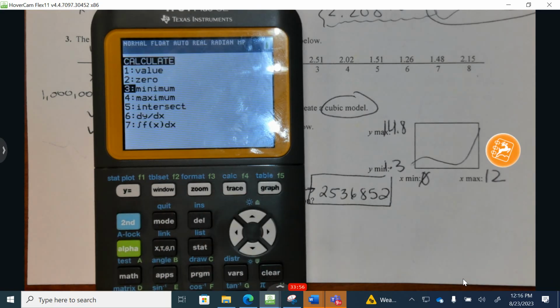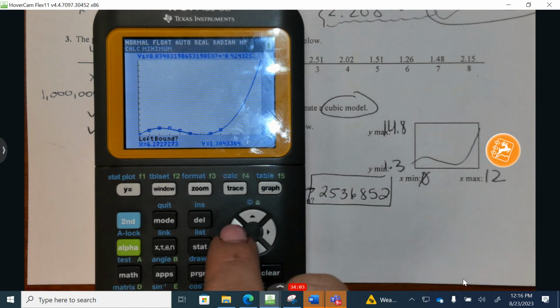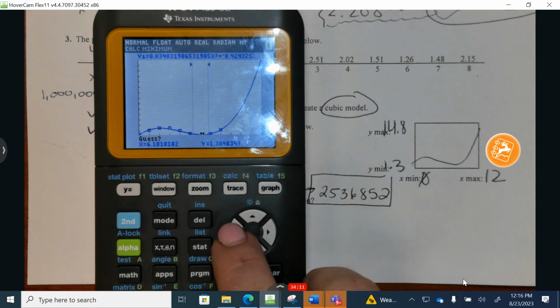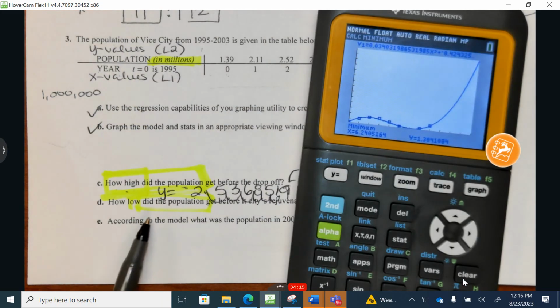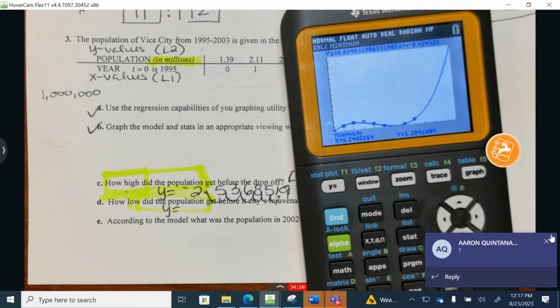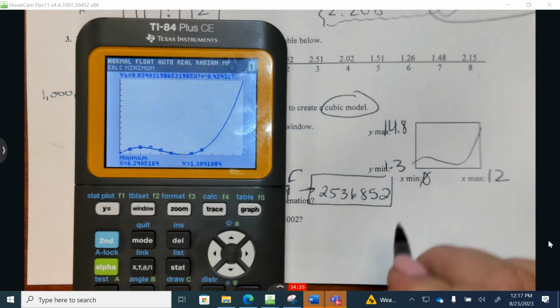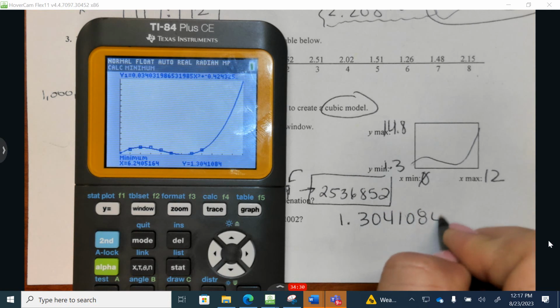Second trace minimum. Use that arrow again to go to the very lowest point. And then follow the directions. Go to the left, enter, go to the right, enter, and back to the lowest point. See if you can come up with the same answer that I did. Again, we're trying to find a y value because it's population that I'm trying to identify. So I'm going to come over here and write this down. Population is 1.304184.